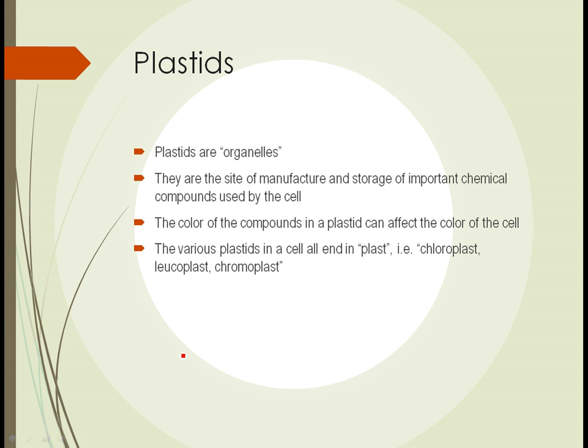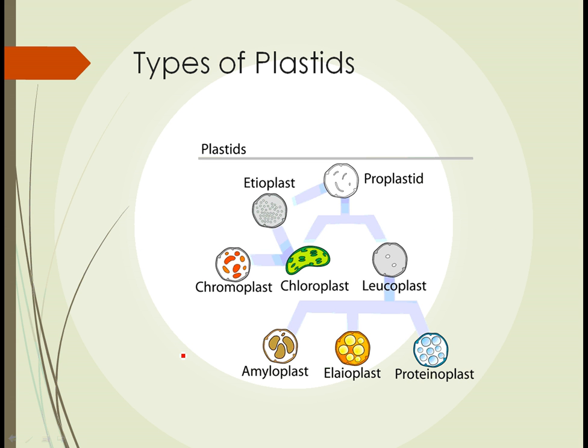The color of the compounds inside the plastid can affect the color of the plant cell, and then eventually the color of the entire plant. The various plastids in a plant cell all end in the suffix plast, like chloroplast, leucoplast, or chromoplast. So if it ends in plast, you know it's a plastid. Here we see a diagram showing types of plastids. And you can see the faint lines connecting the various types of plastids.